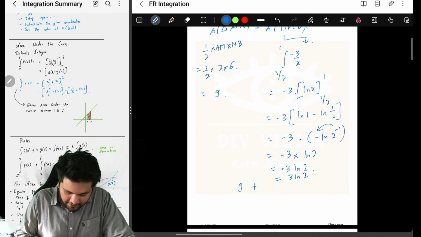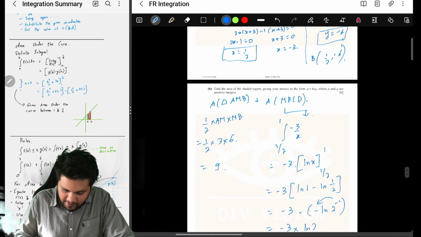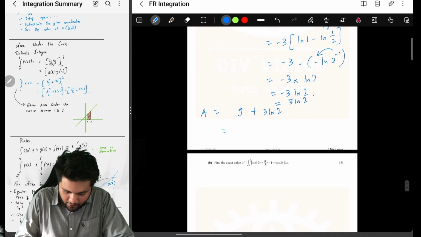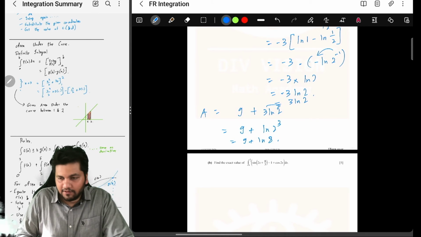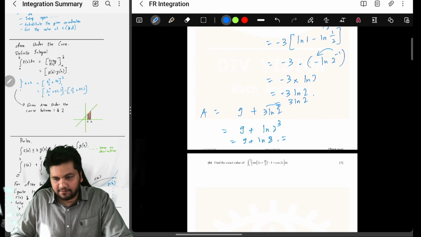So total area is going to be what? It's going to be 9 plus 3 ln 2. But since they have asked you in terms of p and q only, there is no coefficient of ln 2 or whatever. So we'll just write 9 plus ln 2 to the power of 3. Again, I'll just move this 3 up. So it's going to be 9 plus ln 8. If you want, you can put it in decimal and get the answer.